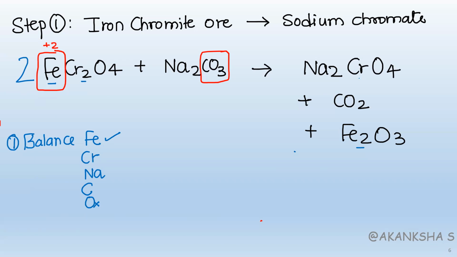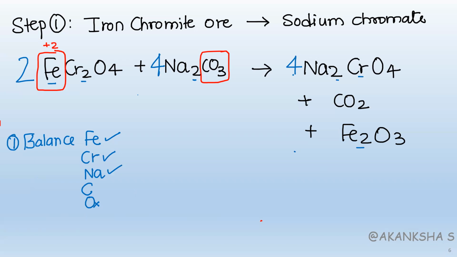But we find only 1 over here. So 4 chromiums. Sorted. Let's look at sodium. How many sodiums do we have? 4, 2s are 8 and only 2. Add up 4. Okay, sodium sorted.